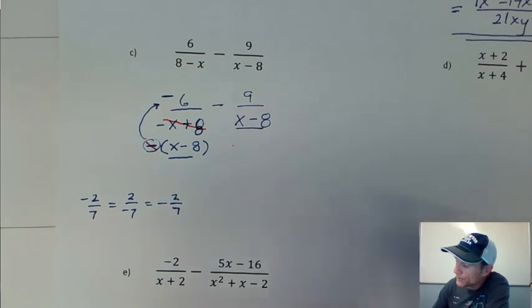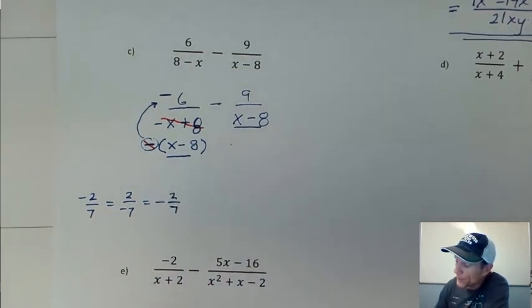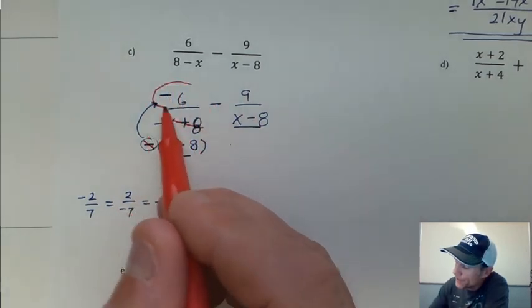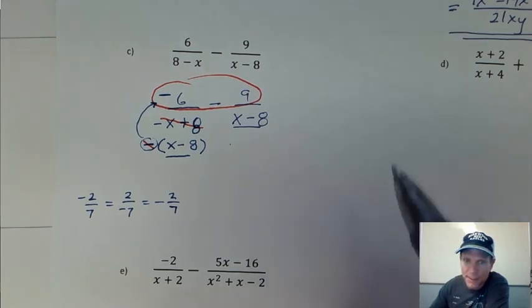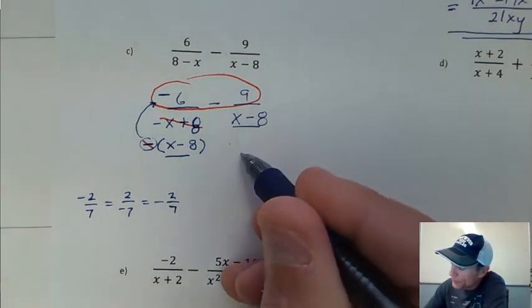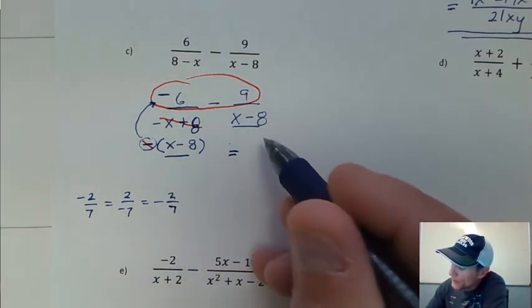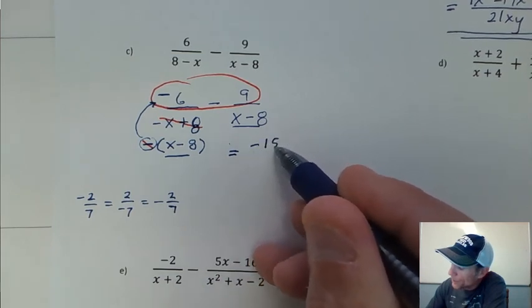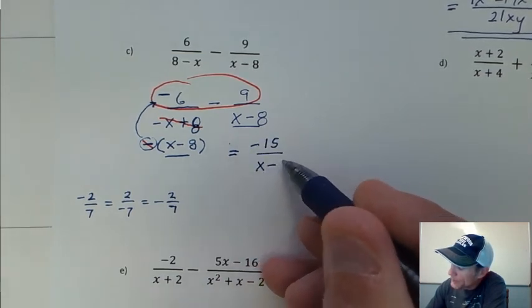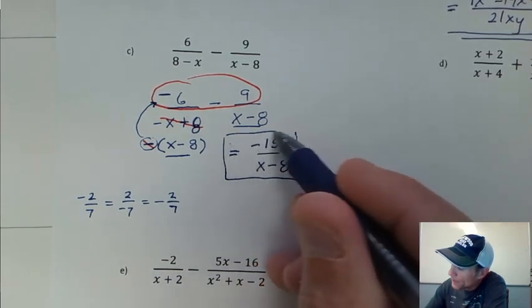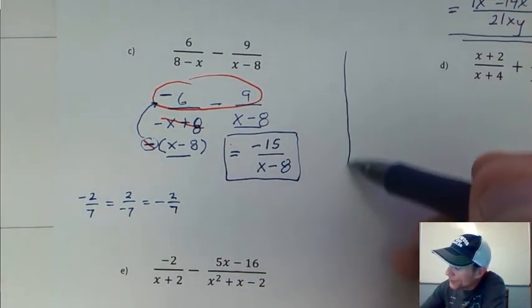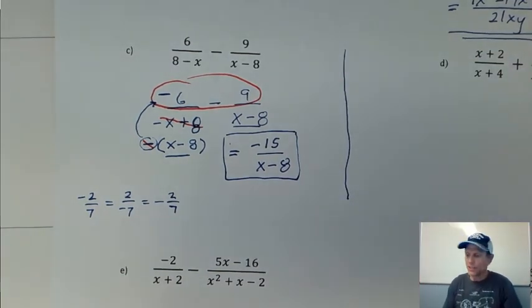Well, look, we have common denominators. We have this x minus 8 and x minus 8. So we're just going to put our numerators together here, and put that over the common denominator. So we'll end up with, and I'll just write it right here, equals negative 15 over x minus 8. Okay. All right, that's the first three. We'll look at the last three in another video. Thanks.